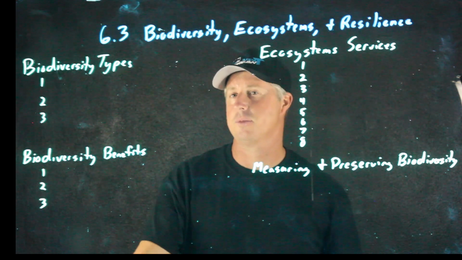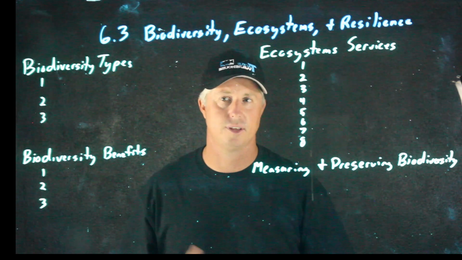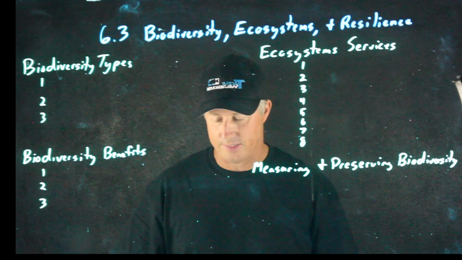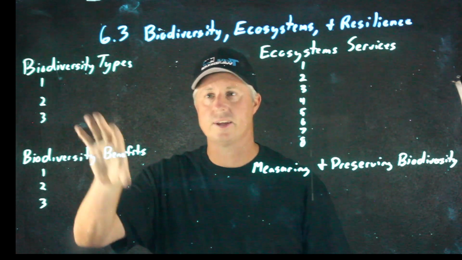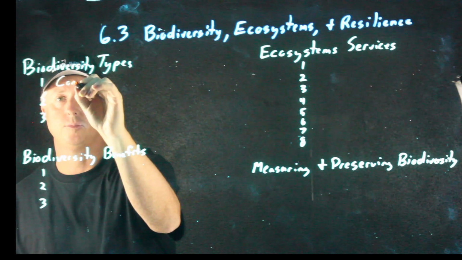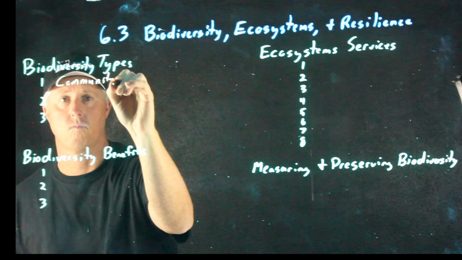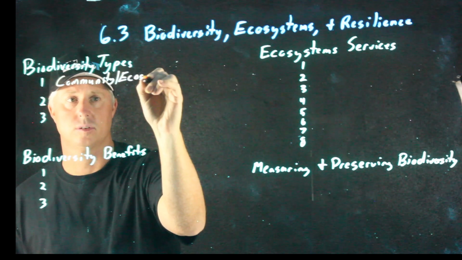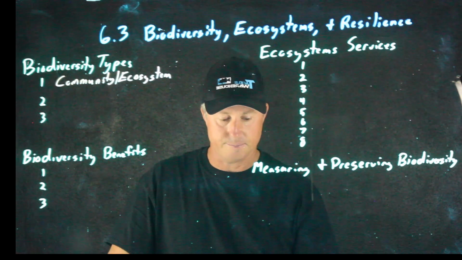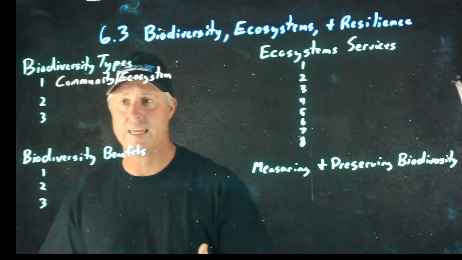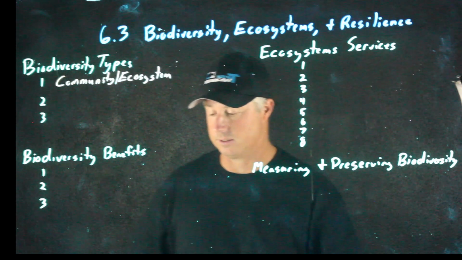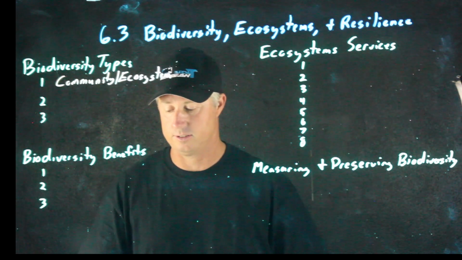Okay, so let's look at biodiversity, ecosystems, and the resilience that we see there. There are three types of biodiversity that we can look at. The first one is the aspect of community, or the ecosystems as a whole. How do they survive together? This includes a variety of habitats, communities, and ecological processes. So this is diverse, to say the least.